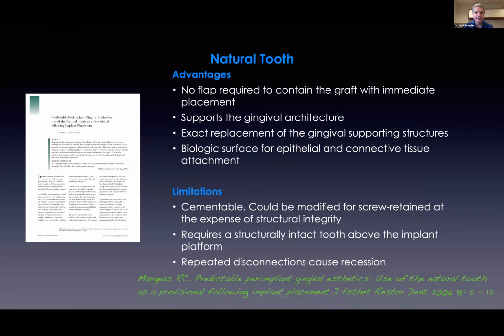So the advantages of using the natural tooth is no flap requirement to contain the graft with immediate placement, and it supports the gingival architecture. It's an exact replacement of the gingival supporting tissues. And this is probably the most important one: you have a biologic surface for epithelial and connective tissue reattachment.